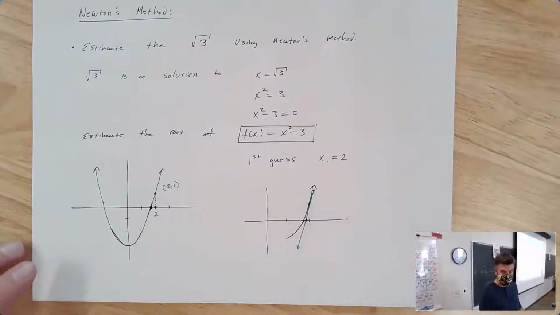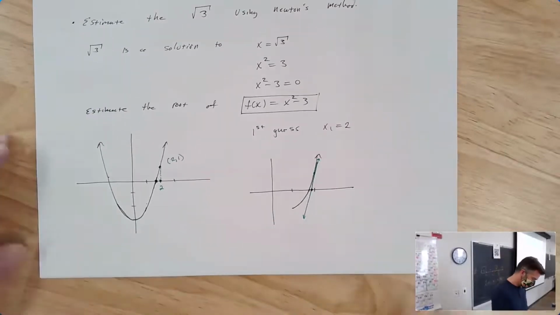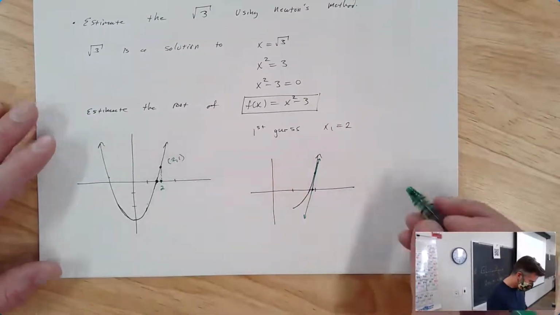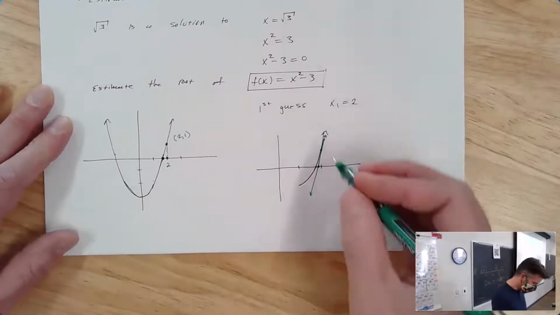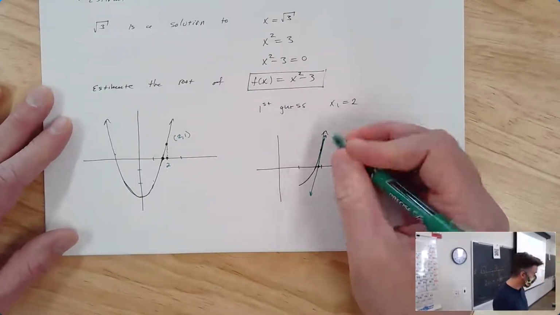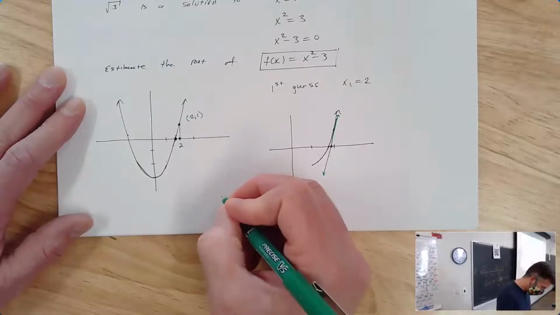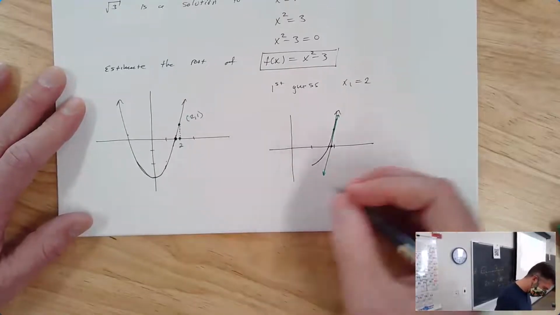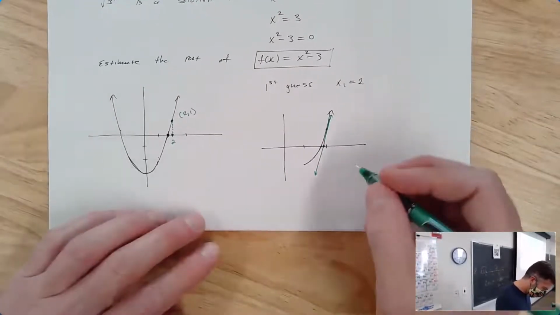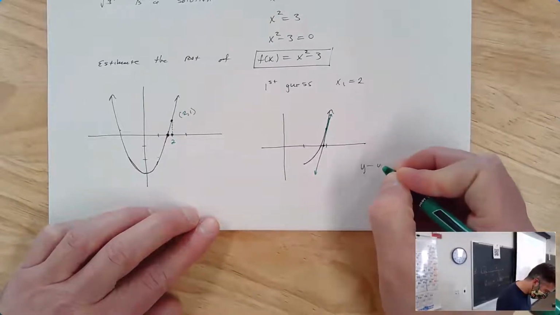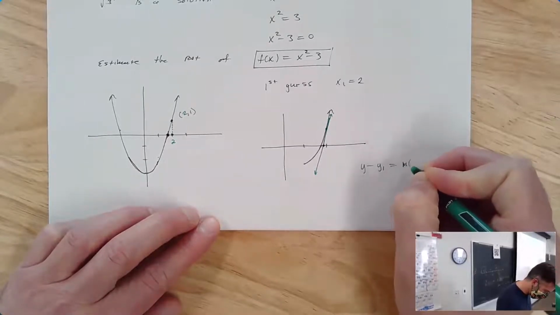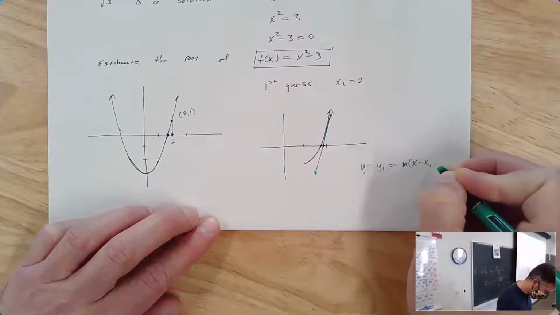So how do we actually do that? Well, because I always have to kind of work it out, I'm going to say, I want the equation of this line. So I want y minus y1 equal to the slope times x minus x1.